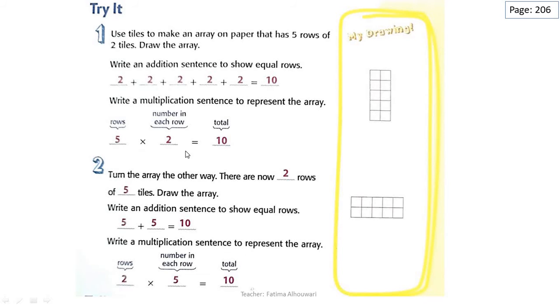Here we have 5 multiplies 2 equals 10. The product is 10. And here we have 2 multiplies 5 equals 10. Again, the product is 10.